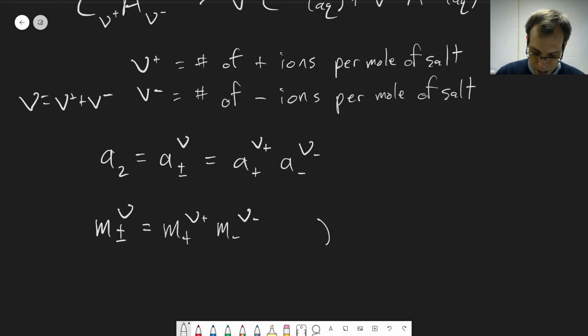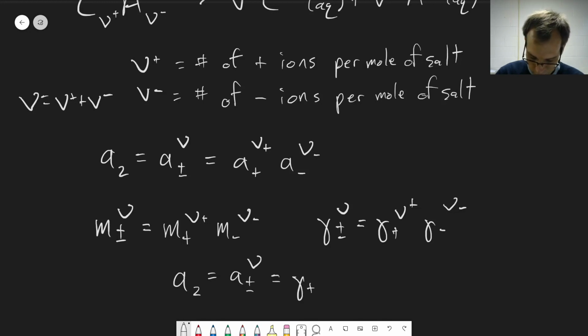And we define a mean activity coefficient, gamma plus minus raised to the nu, is equal to gamma plus to the nu plus, gamma minus to the nu minus. Okay, so overall, after all this, we define our activity for our solute as this mean activity, which is equal to our mean activity coefficient times our mean concentration. Okay, this allows us to consider both positive and negative ions at the same time.